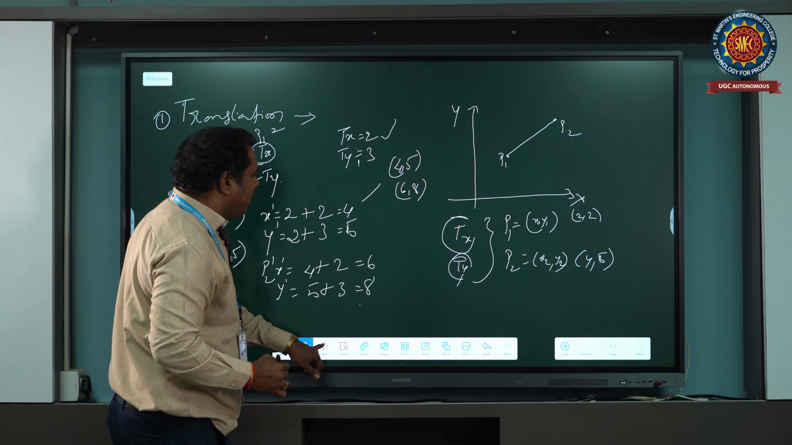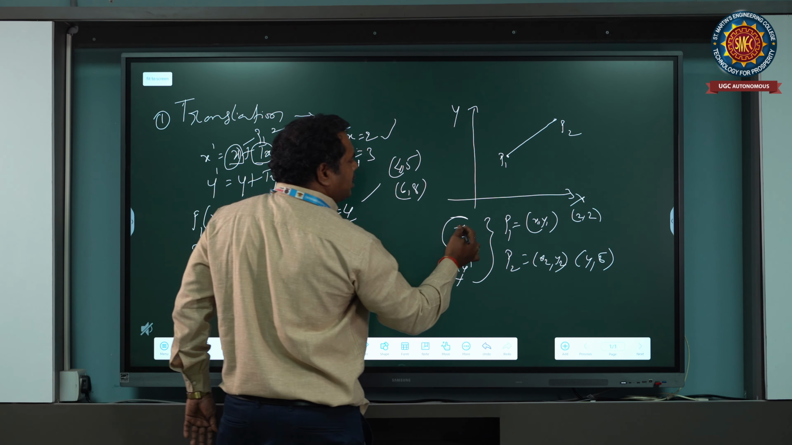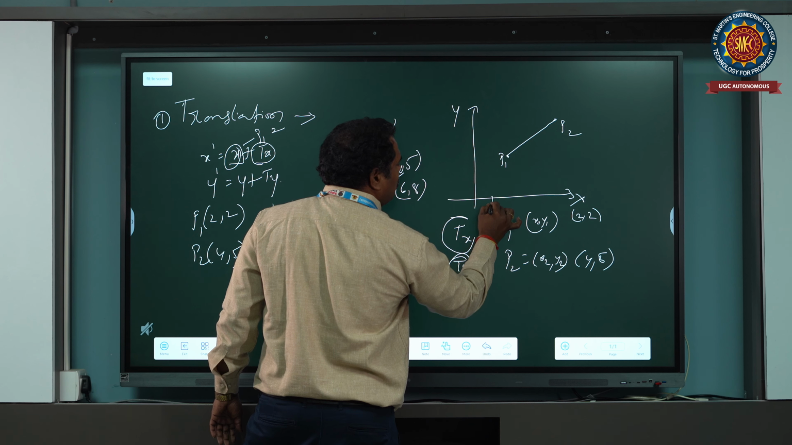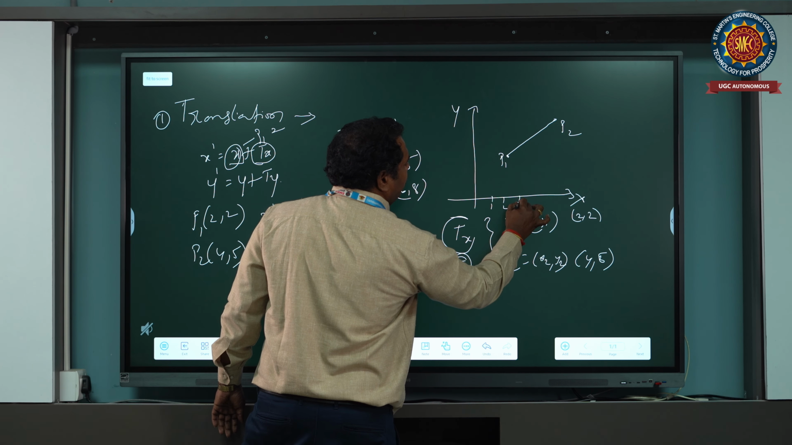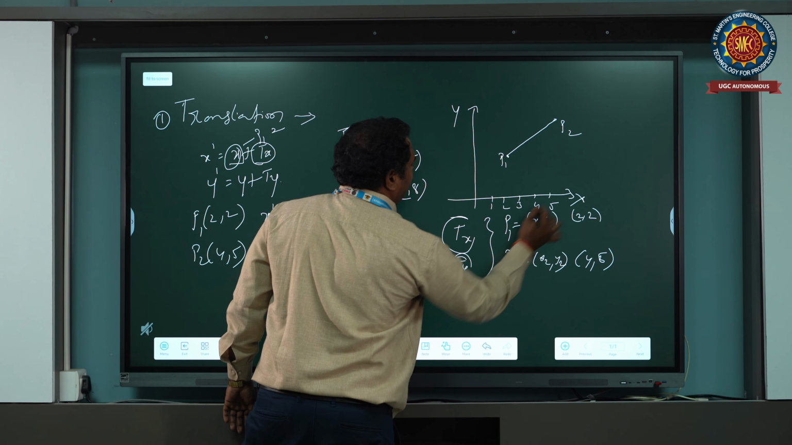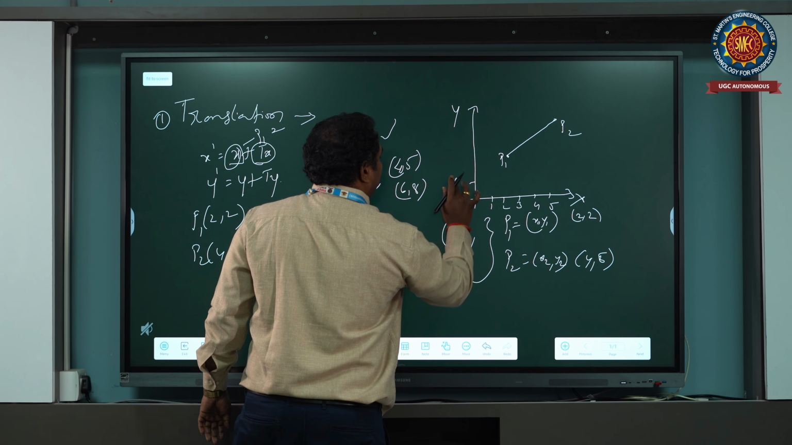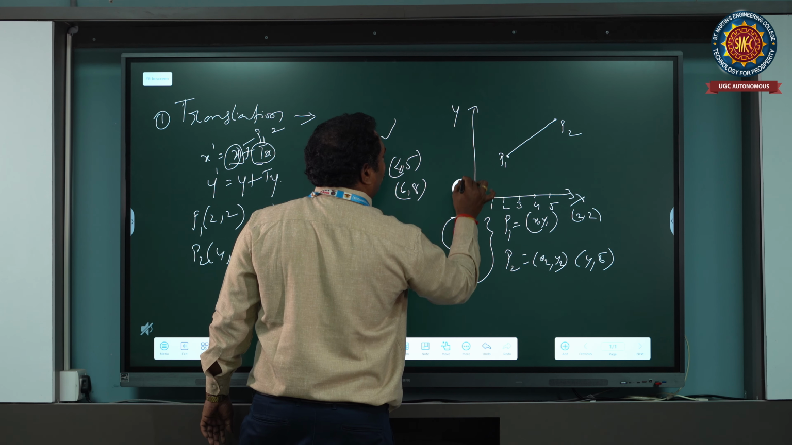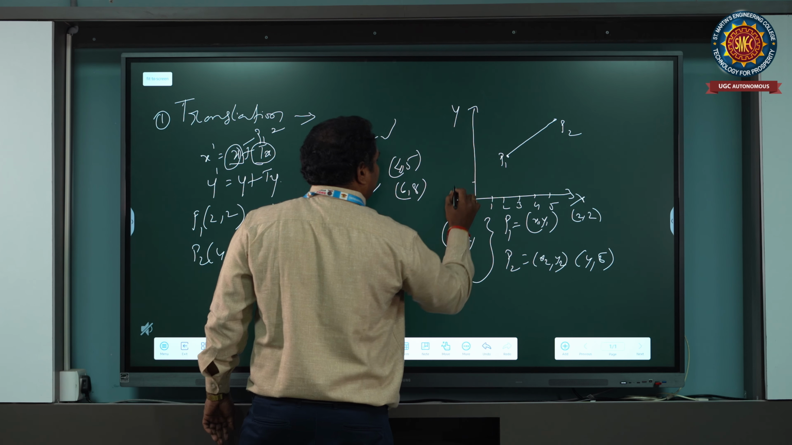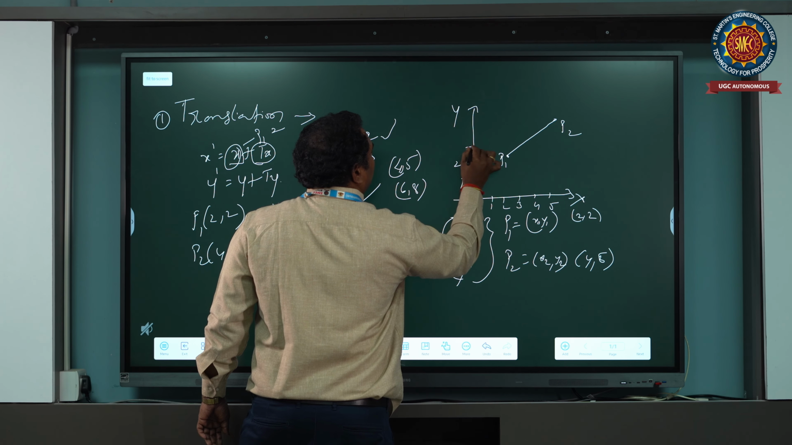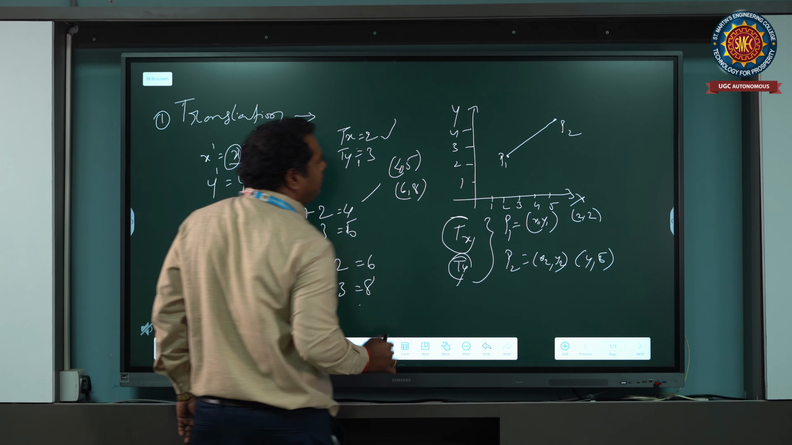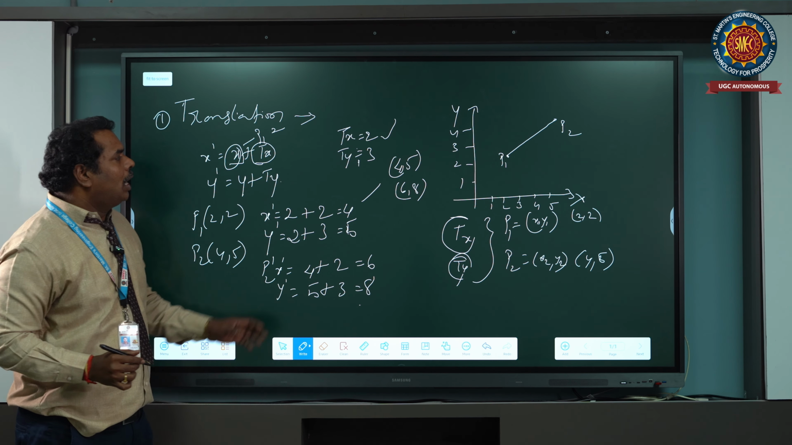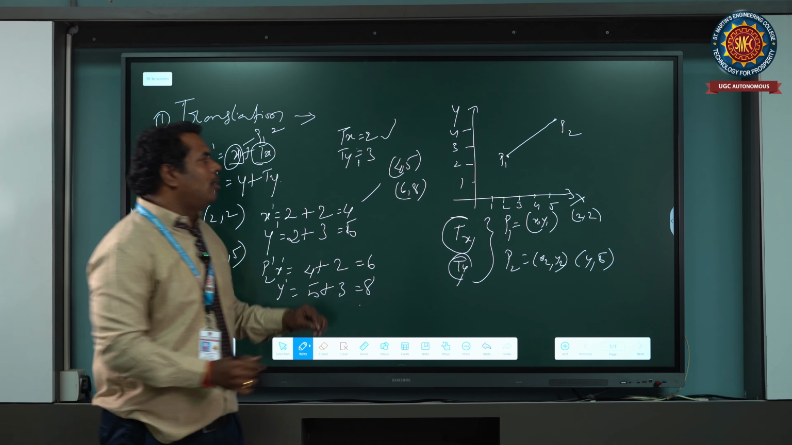If you have to perform any operations, first you need to give a scaling operation. Scaling operations: 1, 2, 3, and 4, 5. These are all the values in the x direction. In the y direction: 1, 2, 3, 4. Initially I am taking this one. After performing, it is in the original position of an object.